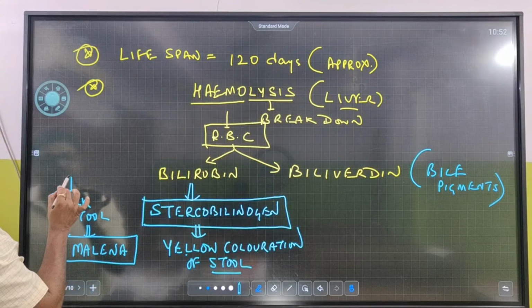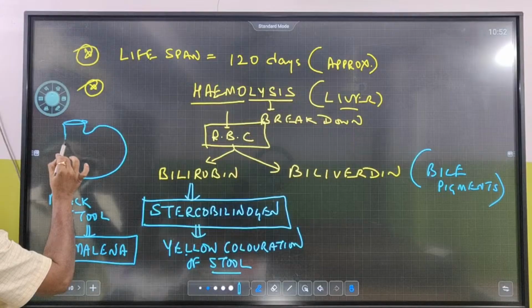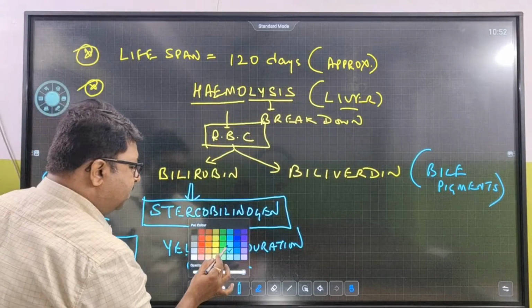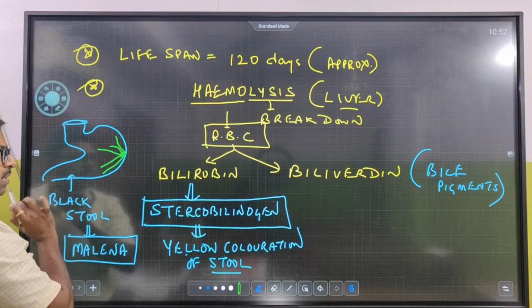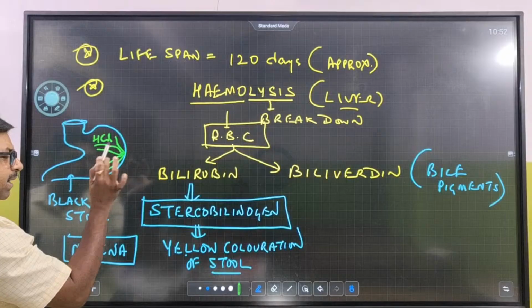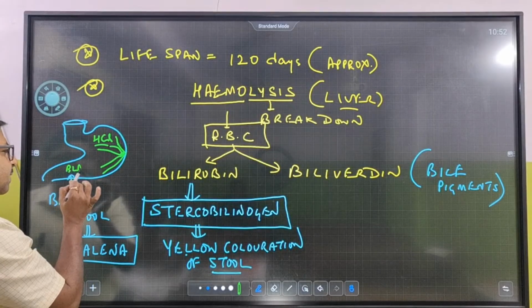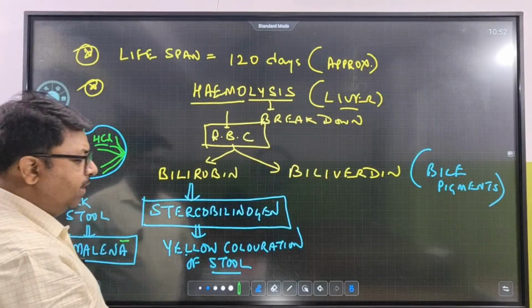And why is this black stool occurring? Because if this is stomach, and inside this stomach there has been some ulceration, blood is oozing out from this part, HCl is going to bind with this blood, oxidize it and make it turn black. So this black colored stool is called melena, which is an abnormality.